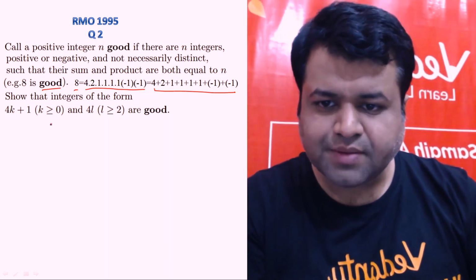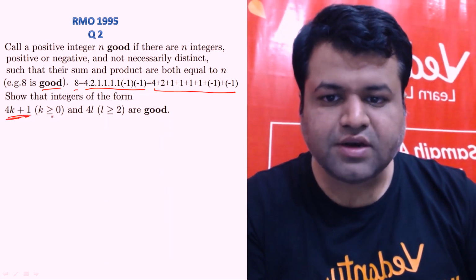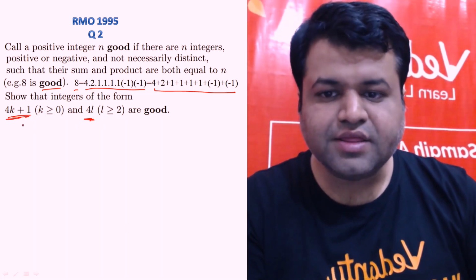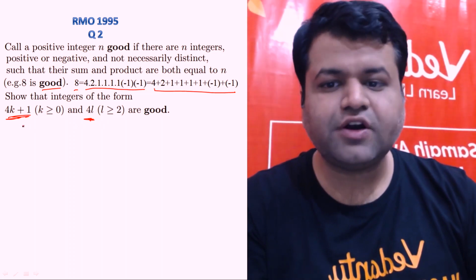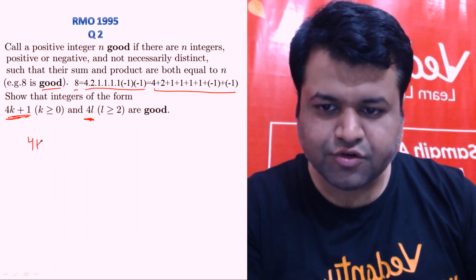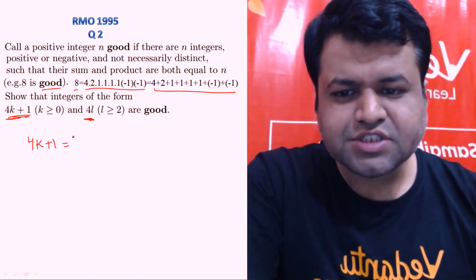Now we need to prove something. We need to prove that integers of the form 4k plus 1 and 4l, where l is greater than or equal to 2, will be good. This is what we need to prove. So let's first take the case of 4k plus 1. 4k plus 1 seems to be very easy.